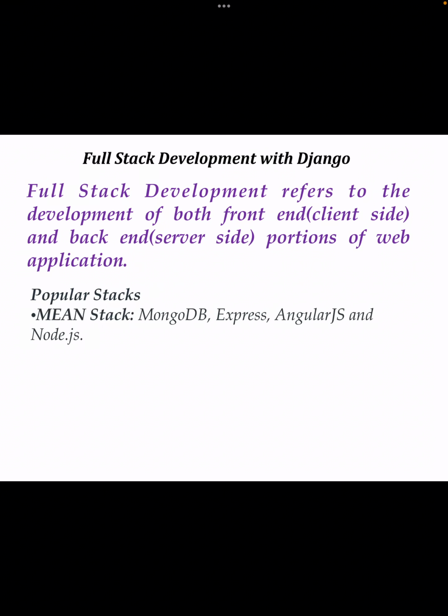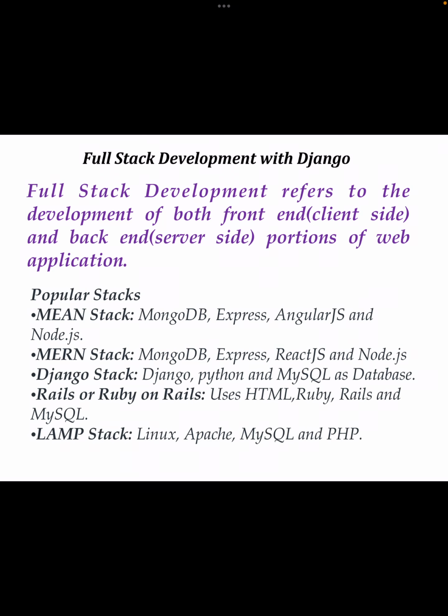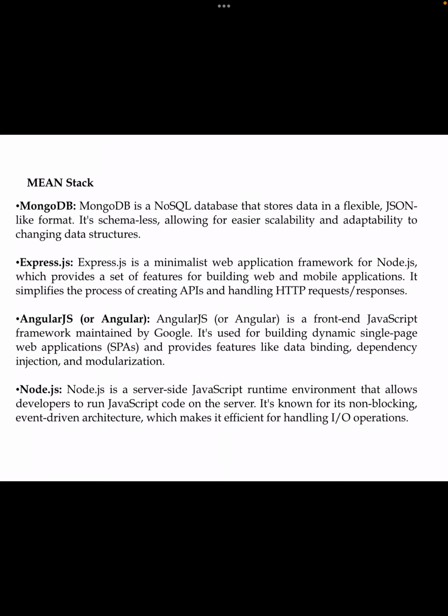In MEAN stack, it is MongoDB, Express, AngularJS and Node.js. These are the technologies that we'll be using there. In MERN stack, we'll be using MongoDB for database, Express, React.js and Node.js for front end as well as back end. In Django, we are going to use basically the Django framework. We are going to use Python for both front end and back end, and MySQL as the database. In Ruby on Rails, we are going to use HTML, Ruby on Rails and MySQL. And for LAMP stack, Linux, Apache, MySQL and PHP are used.